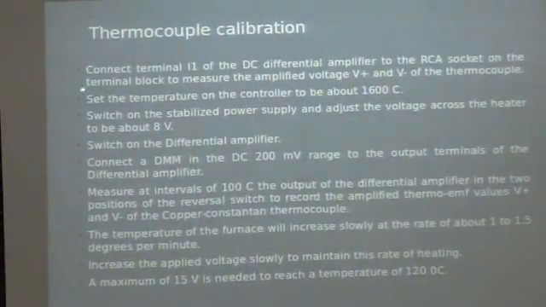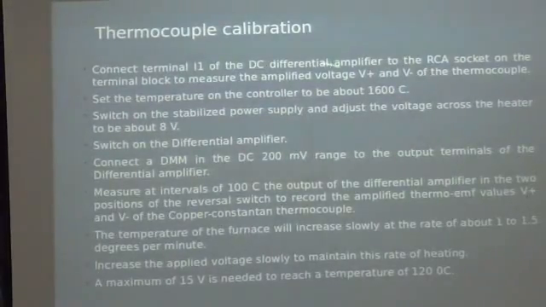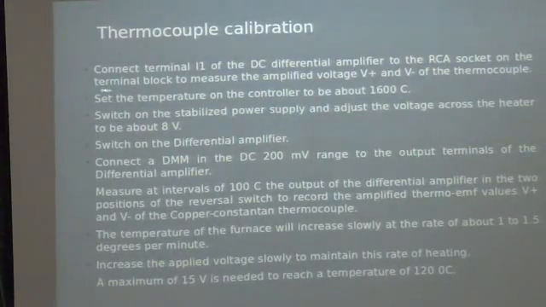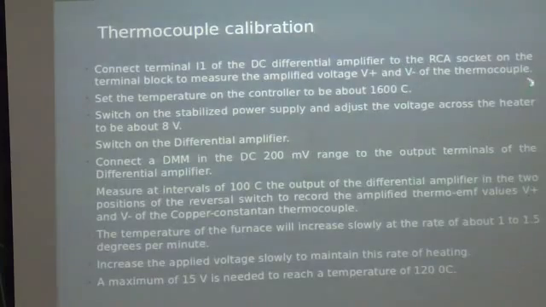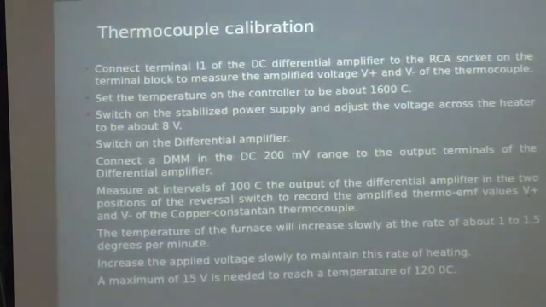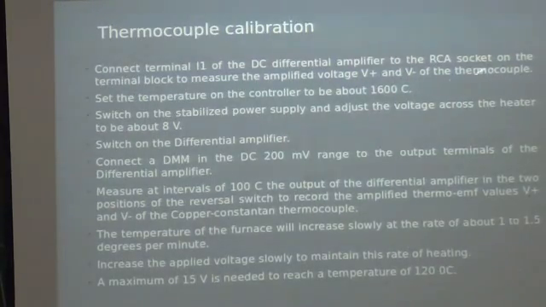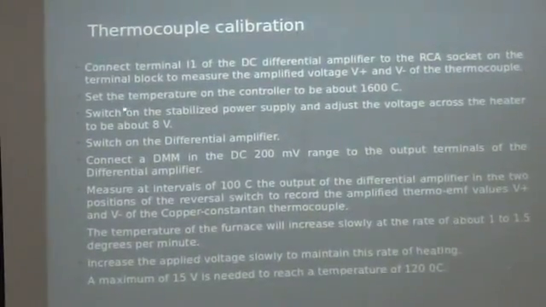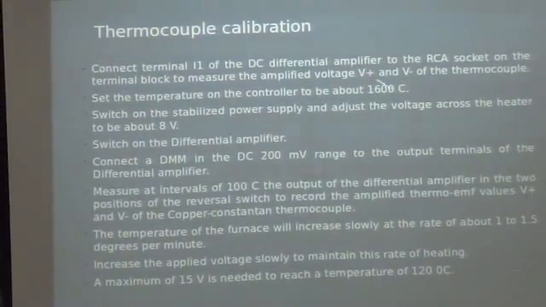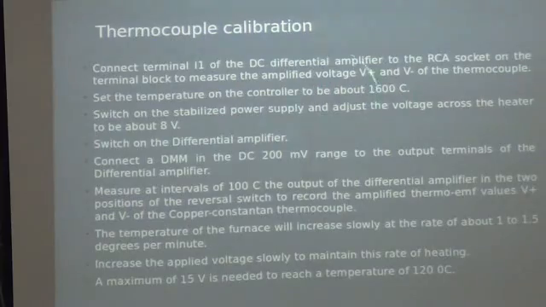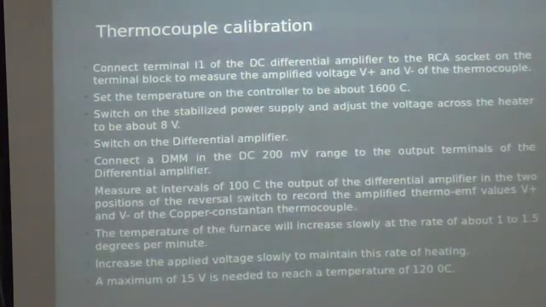So you have to record again, connect I1 of the DC differential amplifier, and we have to measure V plus and V minus of a thermocouple, because thermo EMF we have to measure, because we have to amplify it by 100 times. We have to set a temperature of 160 degrees centigrade. This is the upper temperature. Temperature will not cross this, but you can limit it to 120 degrees centigrade as we discussed earlier.